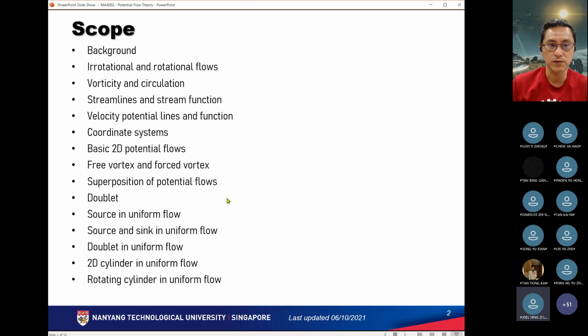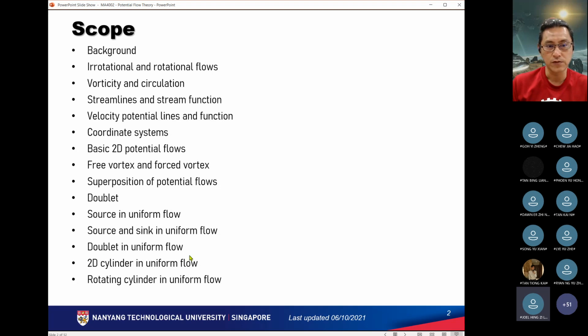But some of the more useful ones will be a doublet scenario, whereby you superimpose a source and a sink. You can also combine a source with a uniform flow, and we'll see what we're going to get at the end of the day. And to make things even more interesting, you can say, I'm not happy with just a source in the uniform flow, I'm going to add in a sink in a certain way. And what do we get at the end of the day?